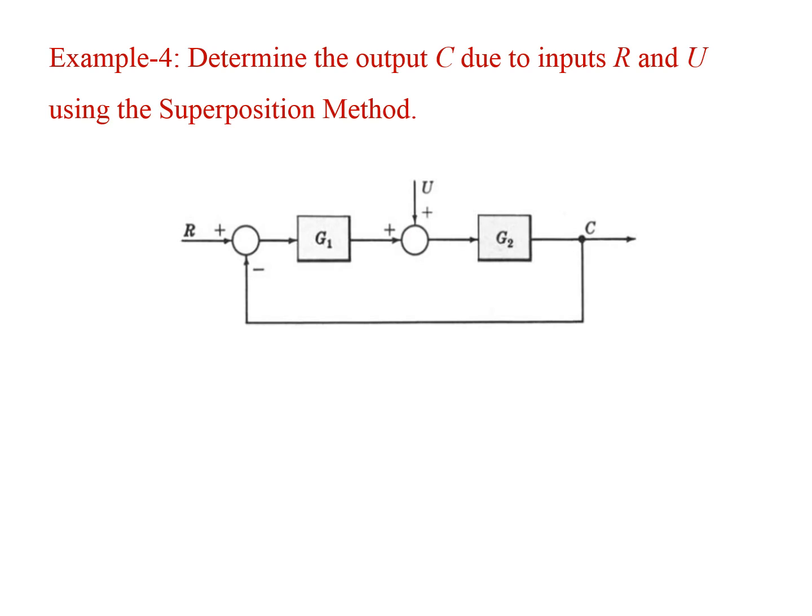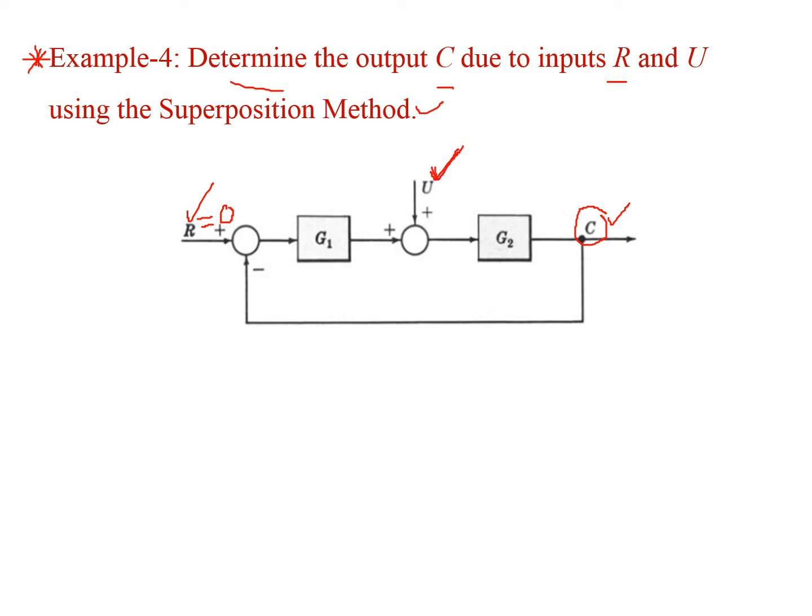Coming to the next problem, determine the output C due to inputs R and U using the superposition principle. These types of problems are very important from the exam point of view as well as the GATE point of view. Here we have to determine the output C of T or C of S due to the inputs R of S and U of S. In these types of problems, first you have to make any one input 0. In the first case, you make one input 0, and you find the output due to the remaining input.